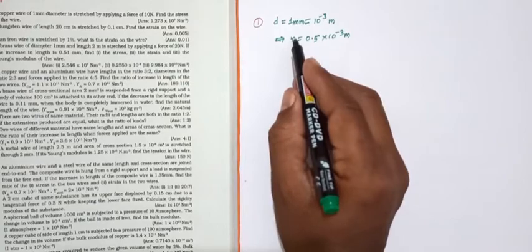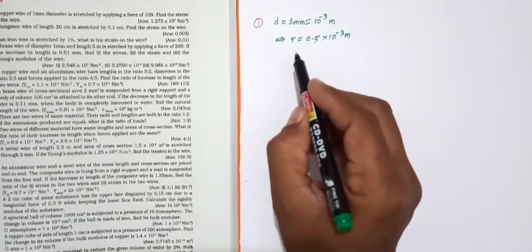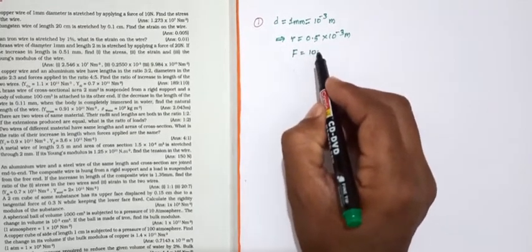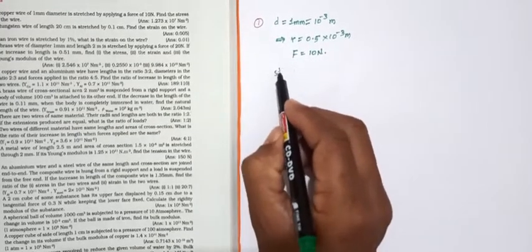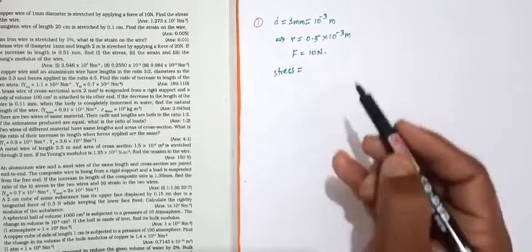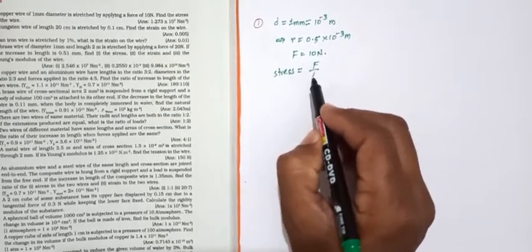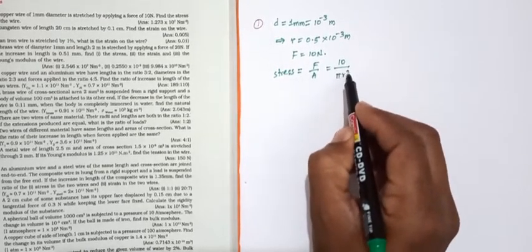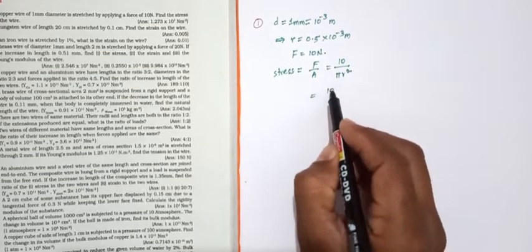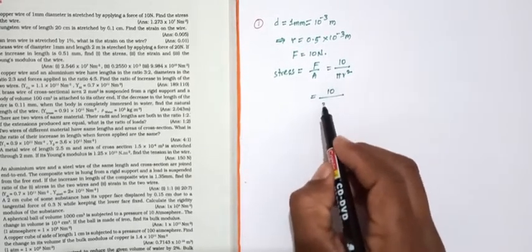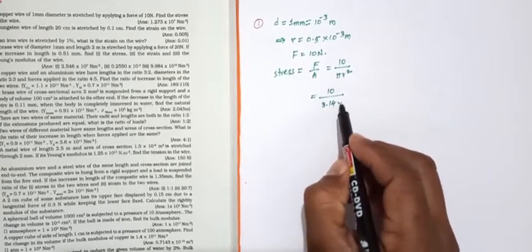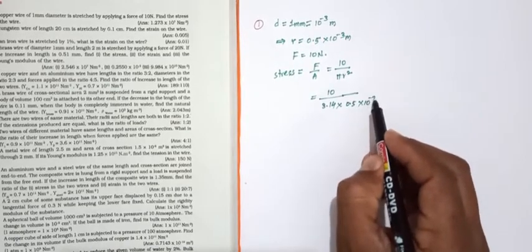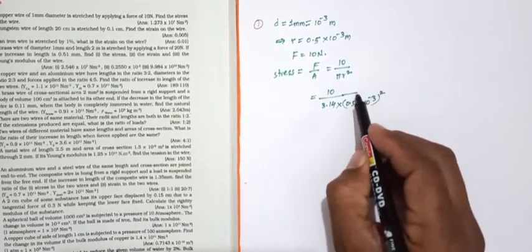Here, the applying force F equals 10 newtons. So what is stress? Stress equals force by area. So force is 10, by area equals pi r square, that is 10 by pi, where pi equals 3.14, into r equals 0.5 into 10 to the power of minus 3, whole square.